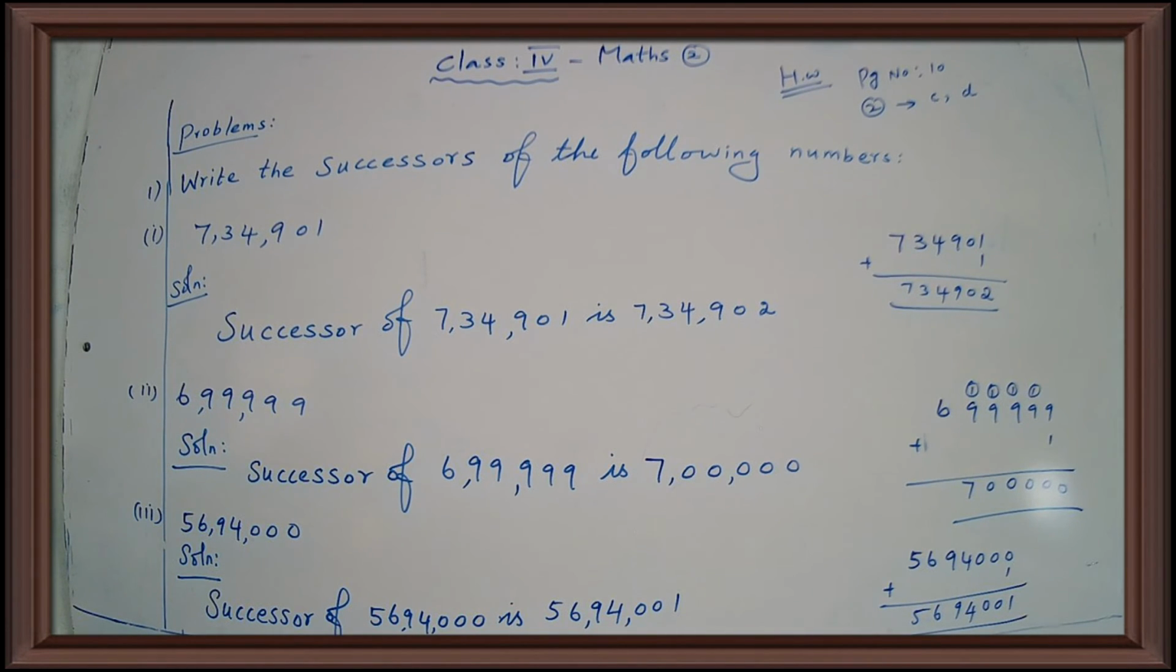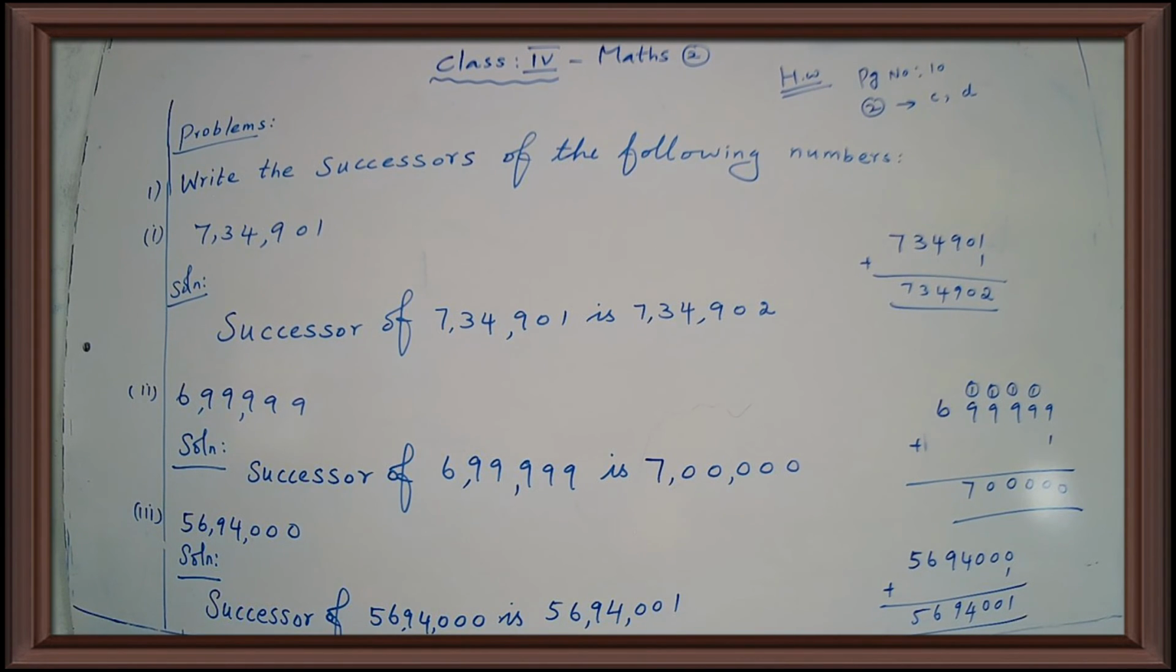Write the successor of the following numbers. In the first question, write fast, children. First you put the heading Problems, then write the question. First question, write the successor of the following numbers. First one, 7,34,901. The solution: the successor of 7,34,901 is 7,34,902.